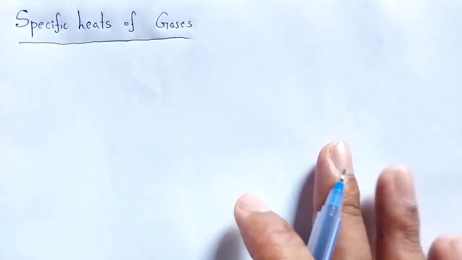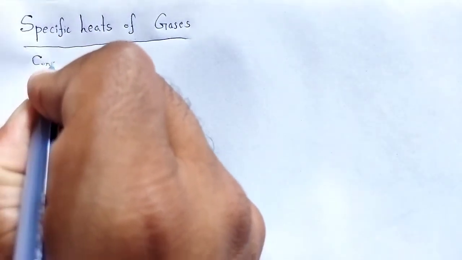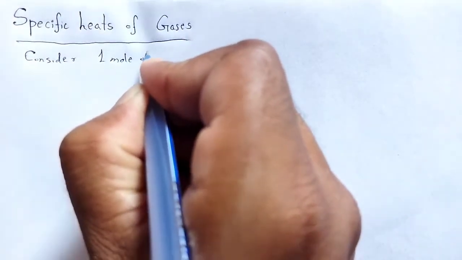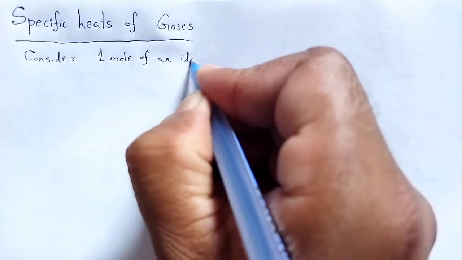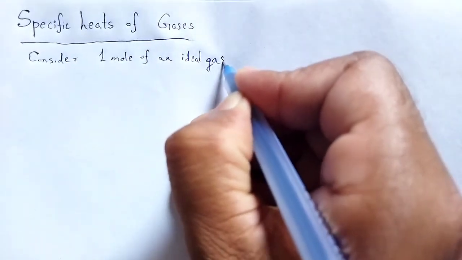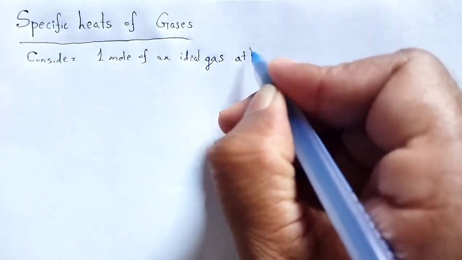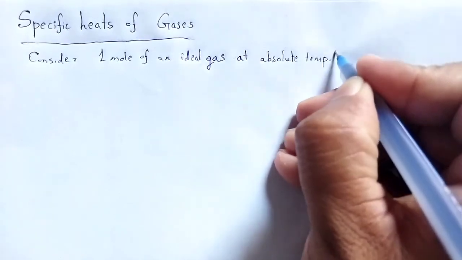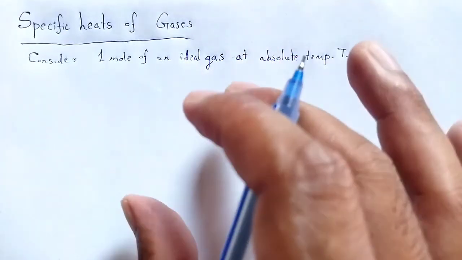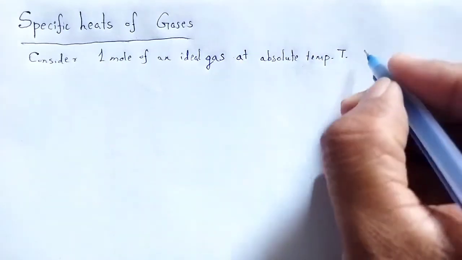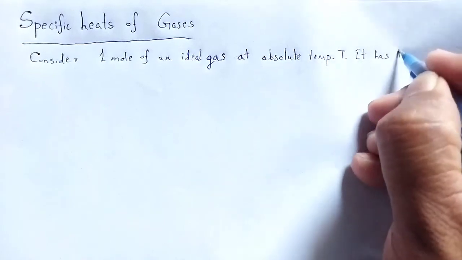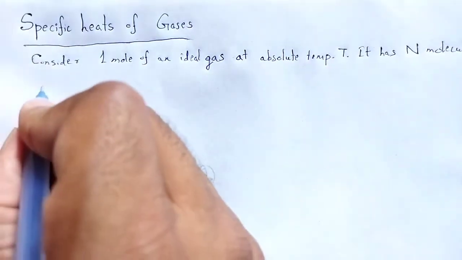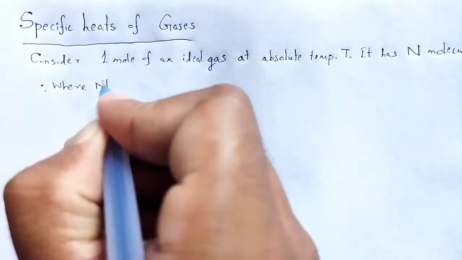Let me consider one mole of an ideal gas, which obeys the ideal gas equation, at absolute temperature T, and it has N molecules, where N is the Avogadro's number.